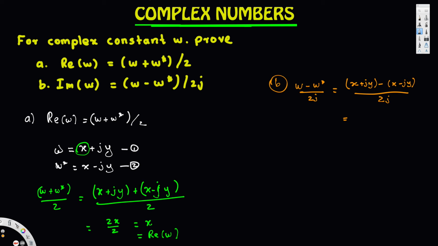So x minus x is going to cancel, that's going to be 0. Jy minus jy gives us 2jy divided by 2j. The 2j cancels each other. Finally we will end up with y. Y is the imaginary part of w. So we can say this is equal to the imaginary part of w.